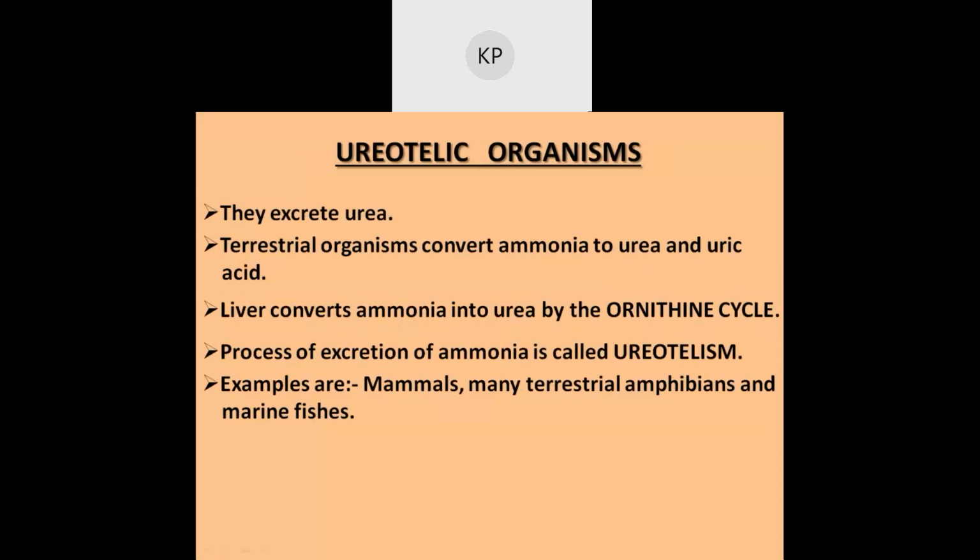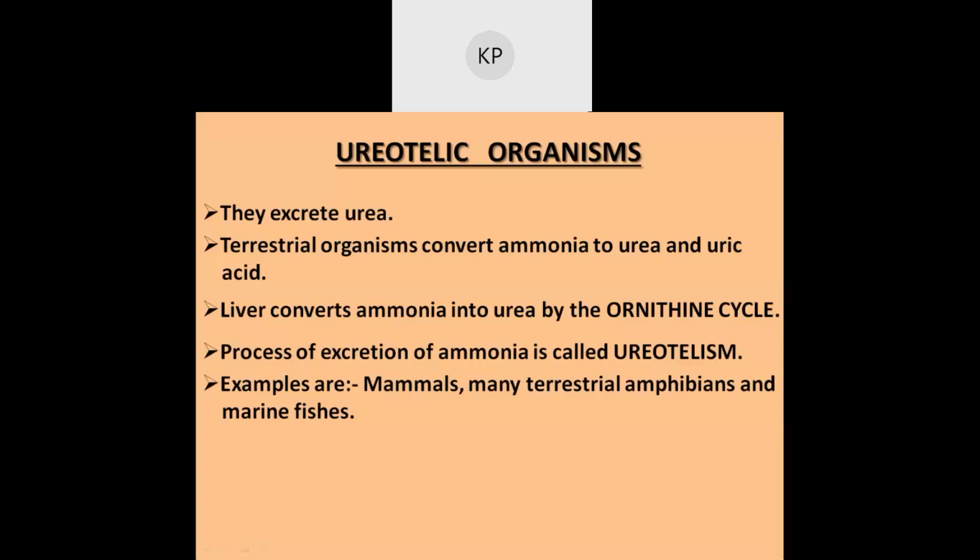Number two, ureotelic organisms. These organisms excrete urea. Terrestrial organisms convert ammonia to urea or uric acid, which is less toxic, for conservation of water. In these animals, the liver converts ammonia into urea by the ornithine cycle and releases it into the bloodstream, which is then filtered by the kidneys and excreted as urine.